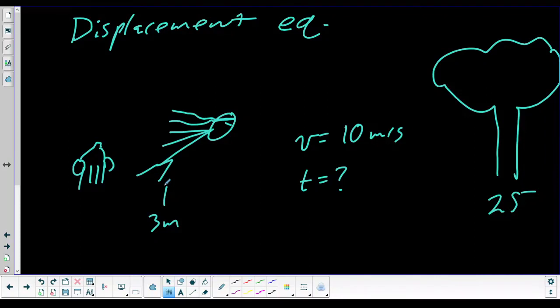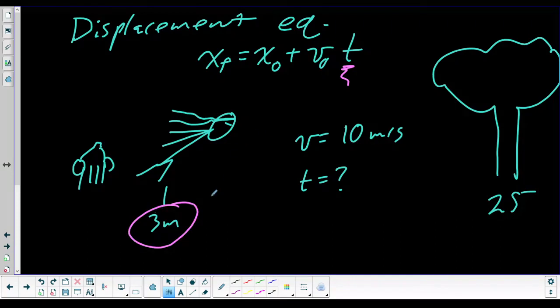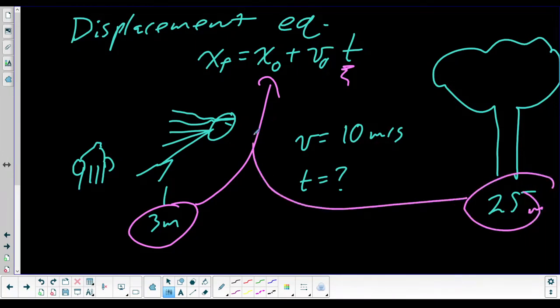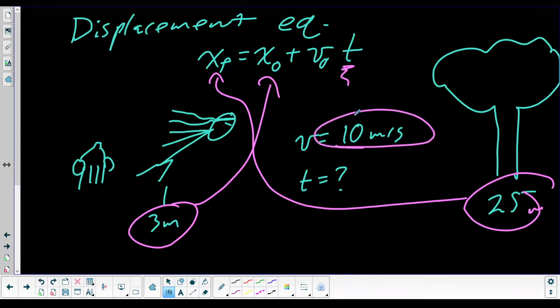So the only equation we know is the displacement equation. Our displacement equation is x final equals x initial plus velocity times time. We want to know time. All right, let's pick out the rest of these variables. Our starting position, they gave us a head start, 3 meters initial. Where are we going to end up? The tree, which is 25 meters away. That's our final displacement. And our velocity is 10 meters per second.